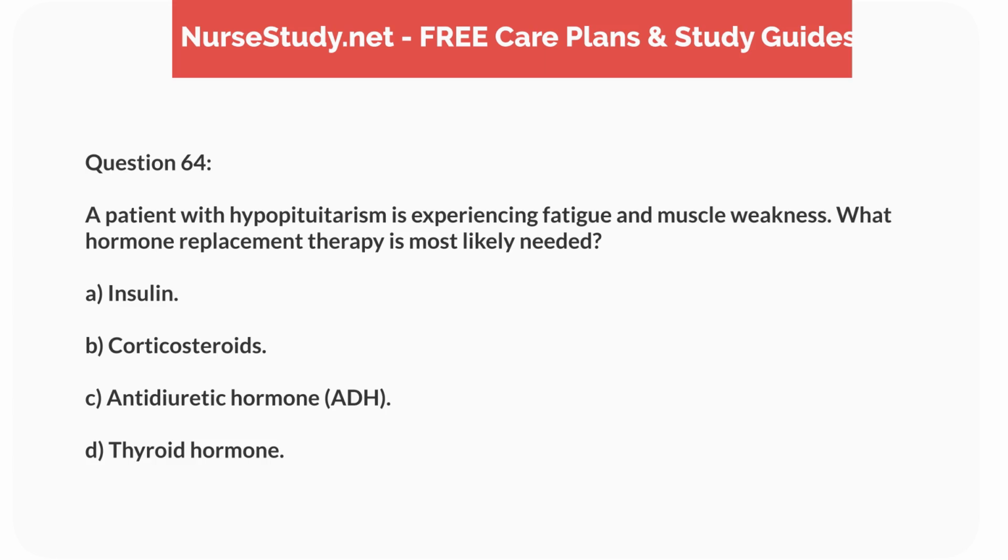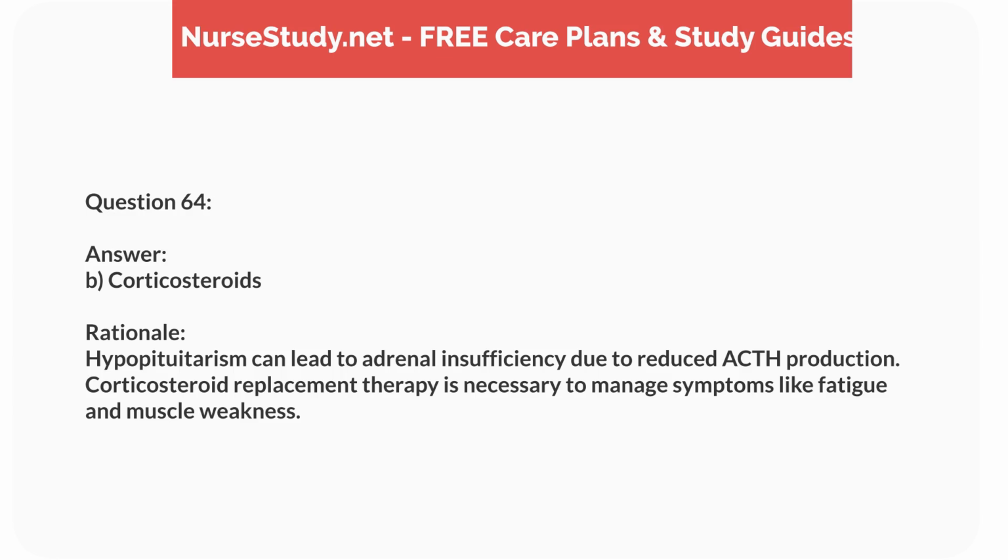Question 64. A patient with hypopituitarism is experiencing fatigue and muscle weakness. What hormone replacement therapy is most likely needed? A. Insulin. B. Corticosteroids. C. Antidiuretic hormone, ADH. D. Thyroid hormone. Answer: B. Corticosteroids. Rationale: hypopituitarism can lead to adrenal insufficiency due to reduced ACTH production. Corticosteroid replacement therapy is necessary to manage symptoms like fatigue and muscle weakness.